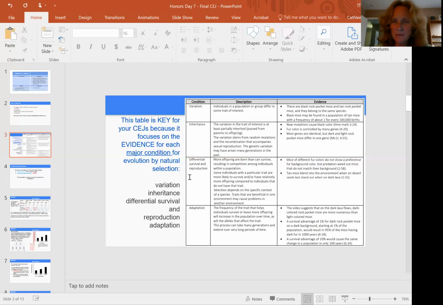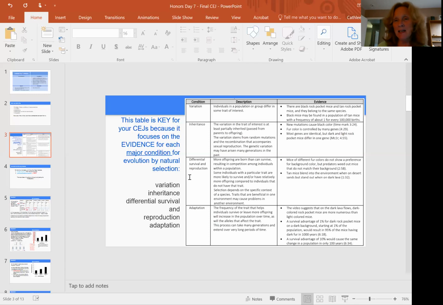Adaptation then, you found that there were specific situations for survival. In other words, a survival advantage of 10% would cause the same change in population in only 100 years. If you did the math, which some of you actually did do in your initial CEJ, you were able to tell me what was going to happen 100 years from now. Most of you were able to tell me what they started off with and how they resulted. And that's fine. That was totally fine, okay?